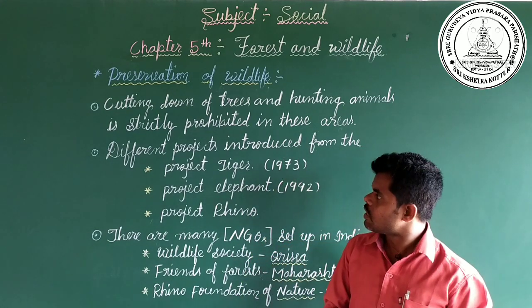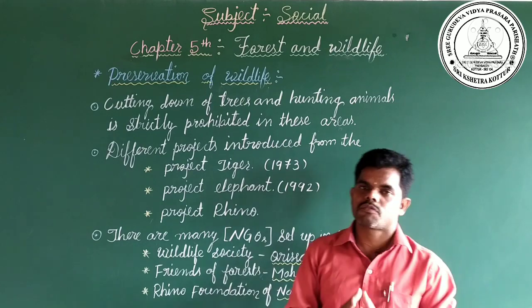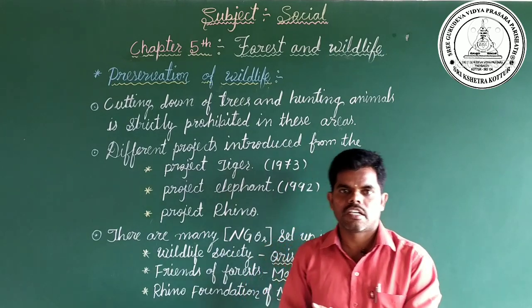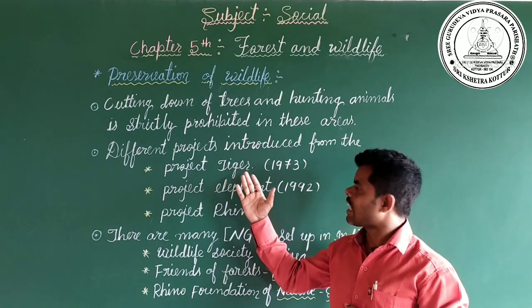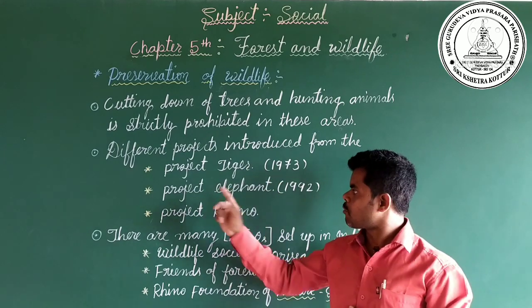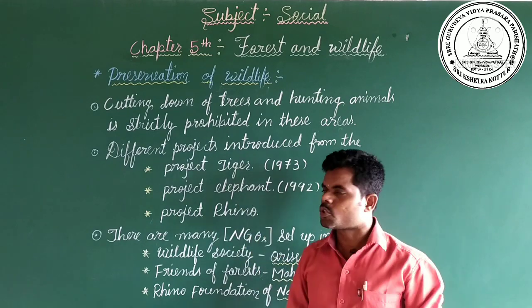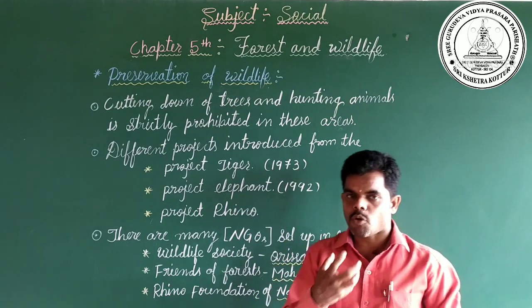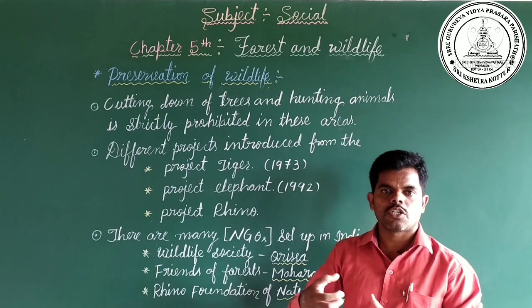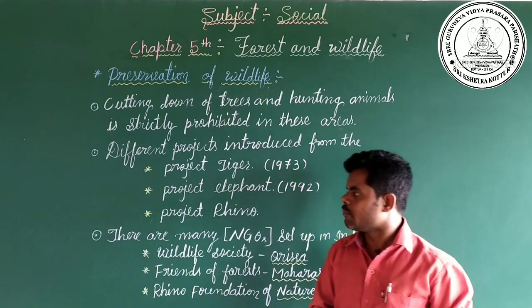The next thing is different projects introduced by the Indian government, like Project Tiger in 1973, Project Elephant in 1992 and Project Rhino also. These are the important projects our government has introduced to protect the animals.